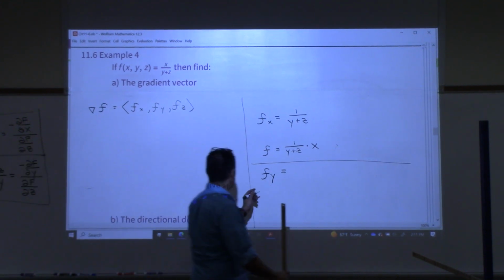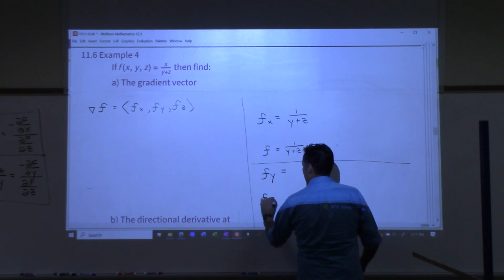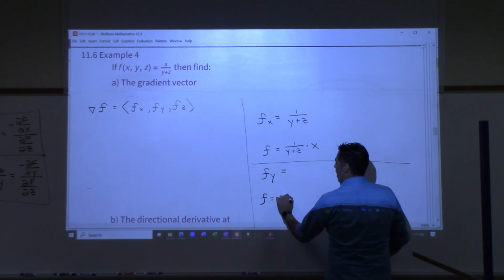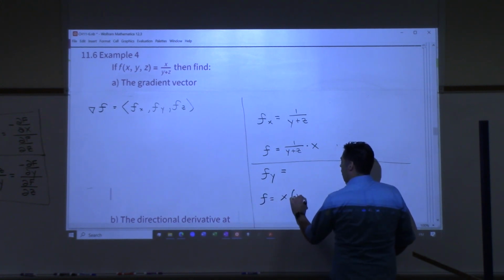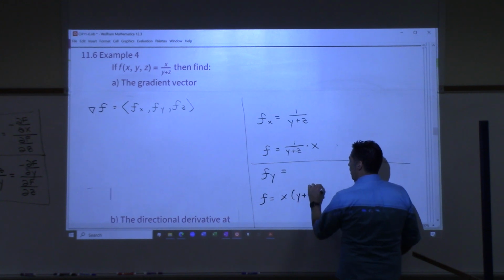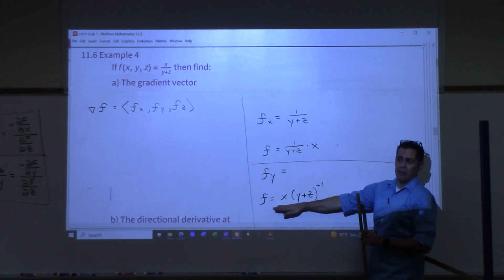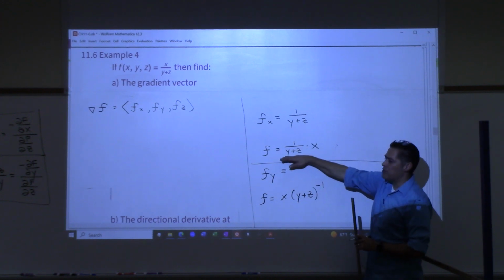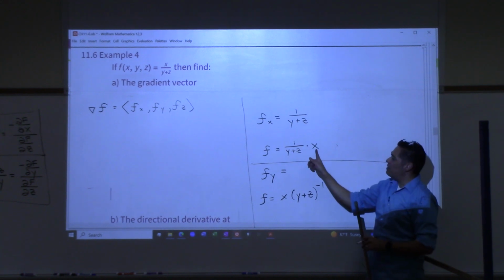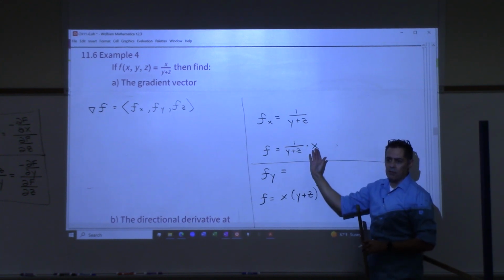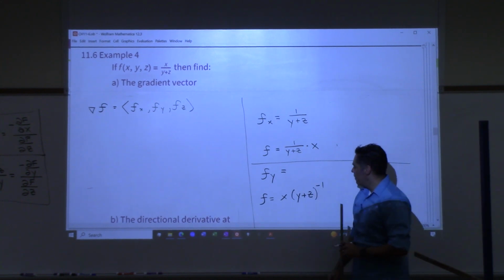Okay, so to do this, I'm going to rewrite f this way. x and then y plus z, I'm bringing it up to the -1. That's the original function rewritten so I can better take the derivative of it. Just like here, I rewrote the original function in a way that I could isolate the x and do a quick, easy derivative.